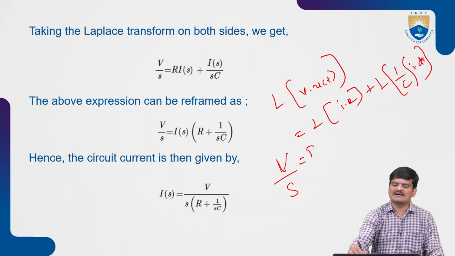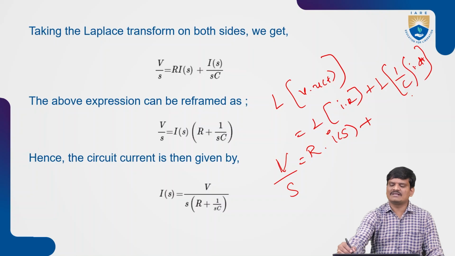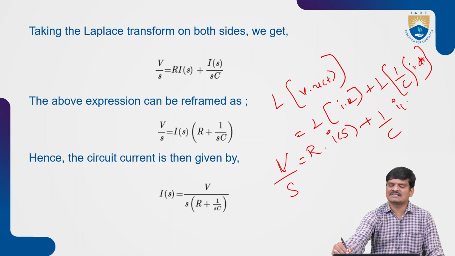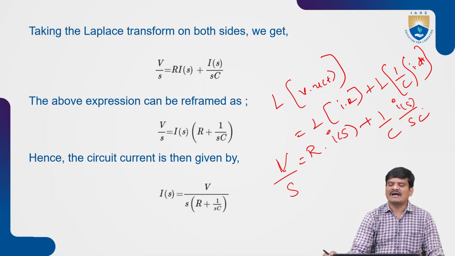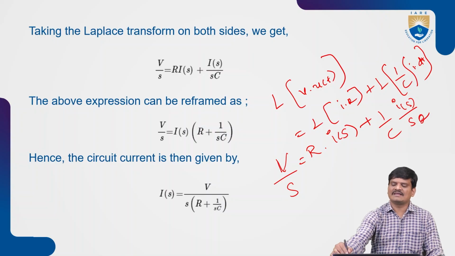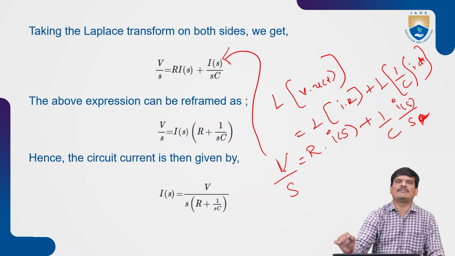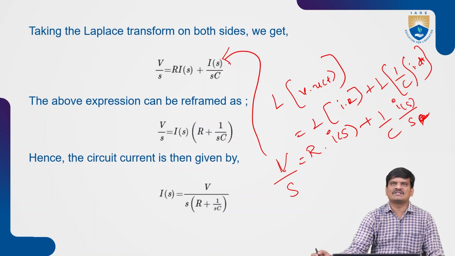Again here, R is constant. L of I is treated as I of S, plus again the value of 1 by C, which is nothing but a constant. The Laplace transform of the integration of I is considered as I of S by S, and with the C already present, it becomes I of S by SC. This is the final expression obtained after applying the Laplace transform to the expression developed by using KVL.